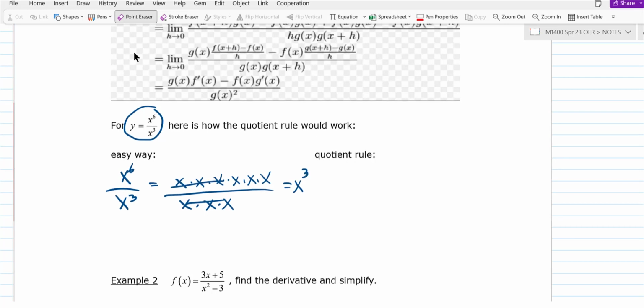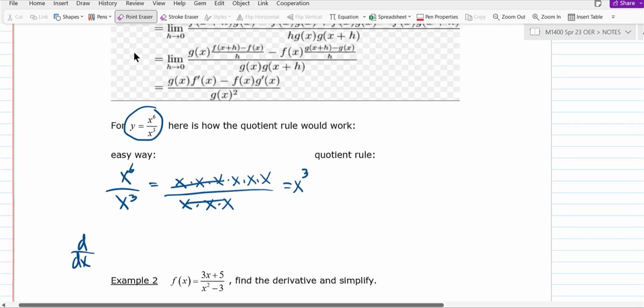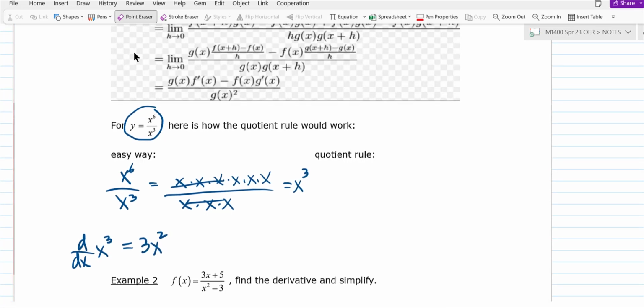All right, now if we do the derivative of x to the 3rd, everybody knows this, I can tell today. Everybody's got the power rule down. That's 3x to the 2nd. So that's the correct derivative of that. And if that problem popped up, I'd do it that way. I wouldn't bother with the quotient rule. So let's put this in the quotient rule.